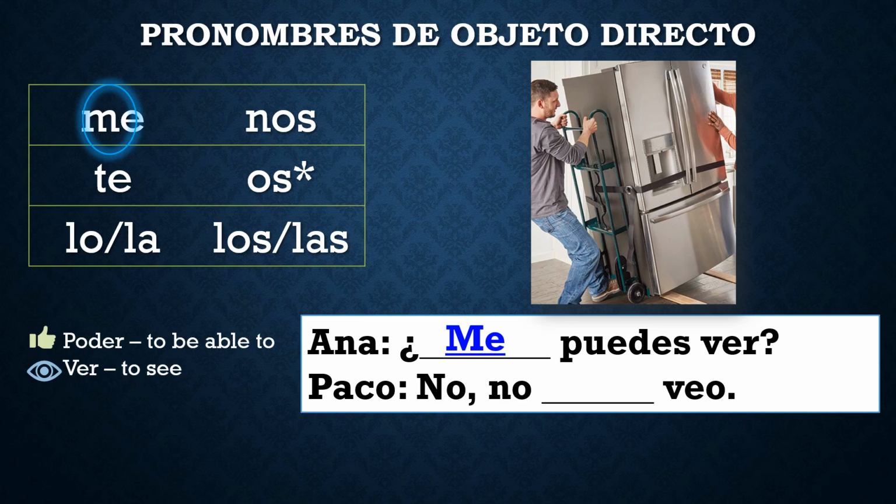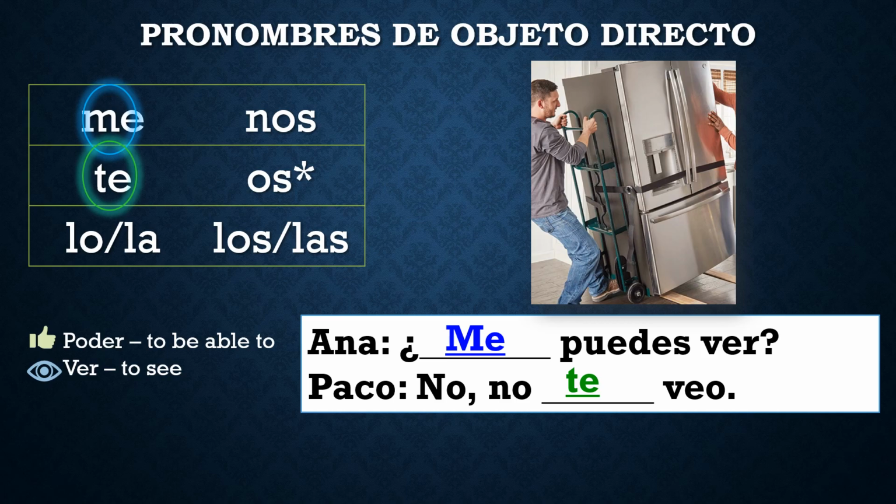Y Paco responde, no, I can't see you. So which one would we use to say you? No te veo. I don't see you. No te veo. Una vez más, one more time. ¿Me puedes ver? No, no te veo. Bien.